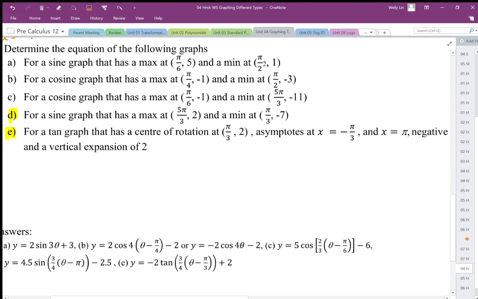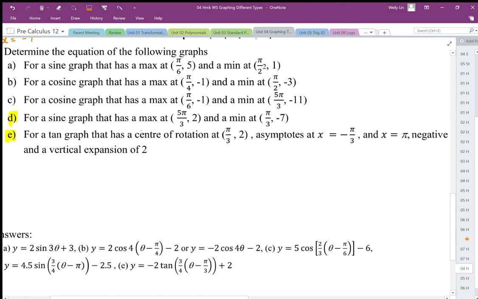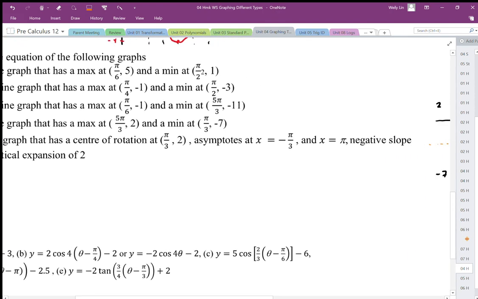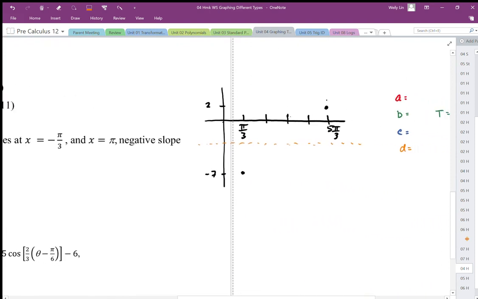Number 2D, we've been given a sine graph. We're asked for a sine graph with a maximum at (5π/3, 2) and a minimum at (π/3, -7). If we have a min and max, we're able to establish all the parameters that we need to write the equation. So I've drawn the graph here.